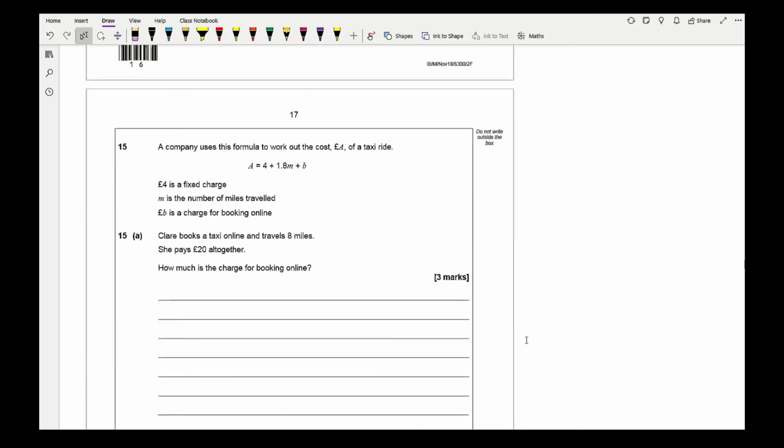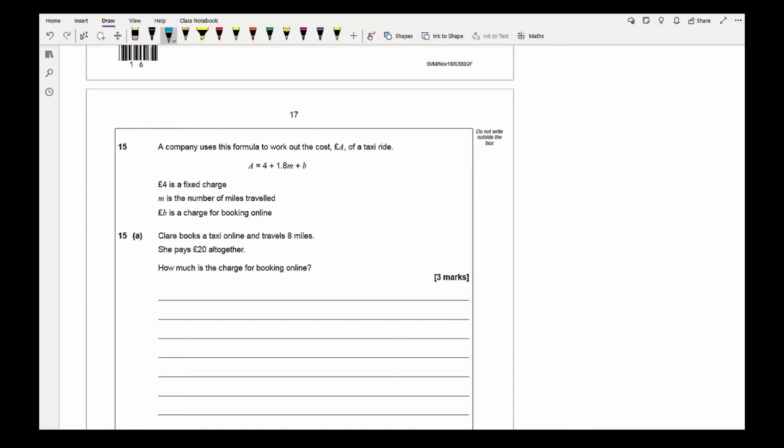Then moving on to question 15. So question 15 says that a company uses a formula to work out the cost of a taxi ride. To work out the total cost, it's 4 plus 1.8 times every mile that's travelled plus a booking fee, B, which is a charge for booking online. So 4 is the fixed charge that you always get charged, no matter whether you travel 1 meter, £4. So it says Claire books a taxi online and travels 8 miles.